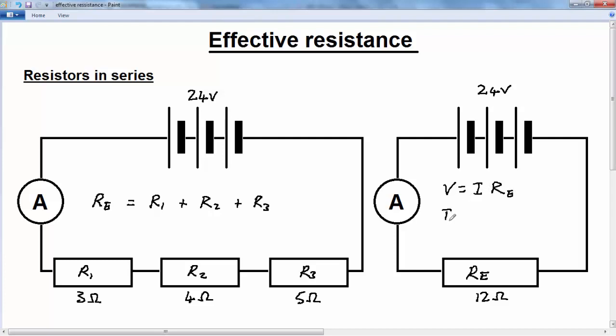So I equals V over RE, which equals 24 divided by 12, which is 2 amps. So we now know that we have a current of 2 amps flowing around this circuit. Okay, let's look at a more complicated situation now where we have resistors in parallel.